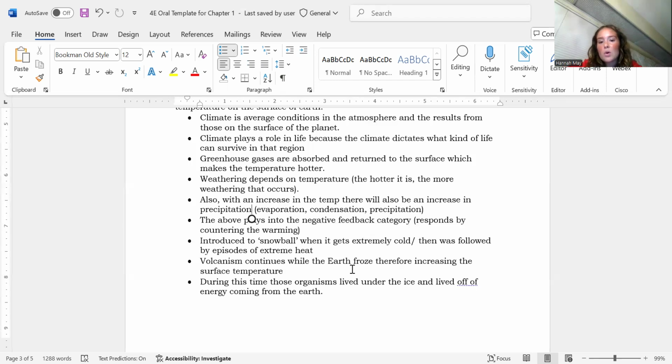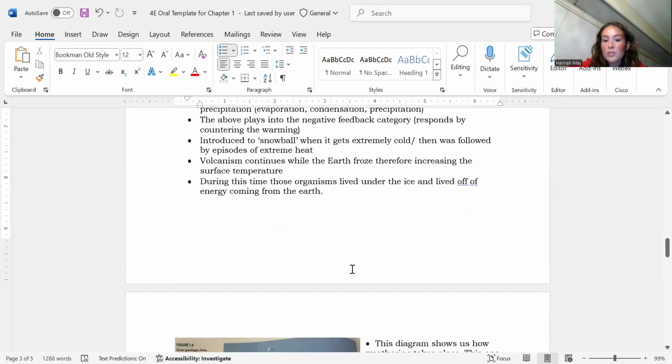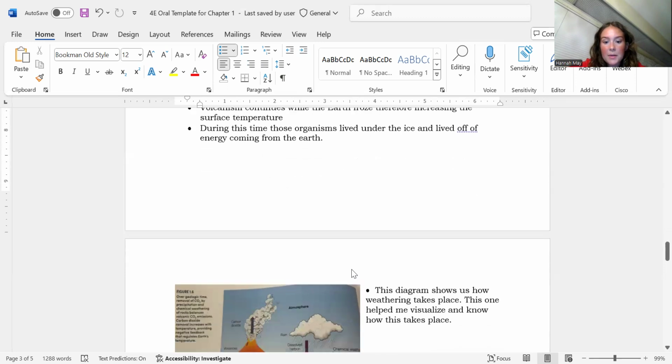Volcanism, when the Earth was frozen, kept the surface temperature warm enough to melt it back. I thought that was really cool. I really didn't know. And during this time when the Earth was frozen, those organisms stayed under the ice and lived off of the energy coming from the inside of the Earth. That's insane to think about.